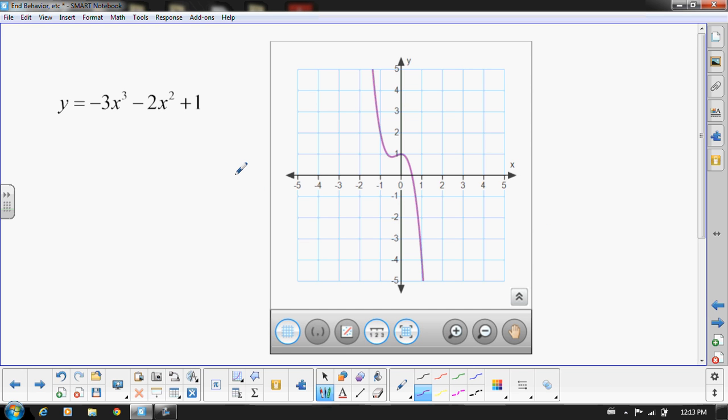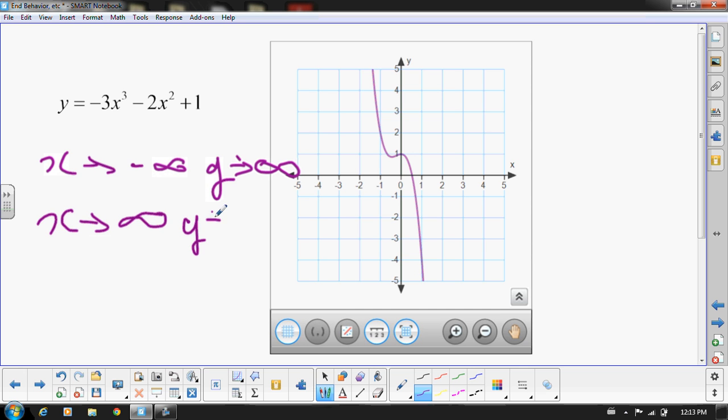In this example we have a cubic. When we look at this cubic, we're stating the end behavior as x approaches negative infinity, so I'm going the other side this time. If I'm looking as x goes to the negative, y is getting larger, so that's why we put positive infinity. As x approaches positive infinity, y is going to approach negative infinity.